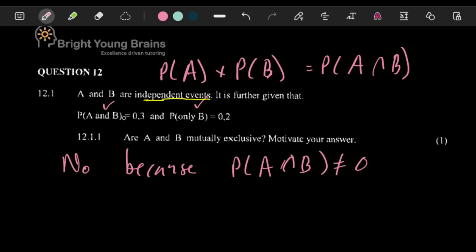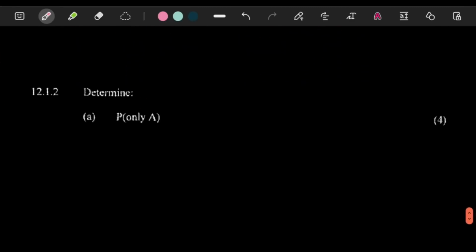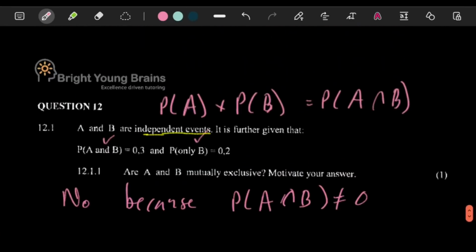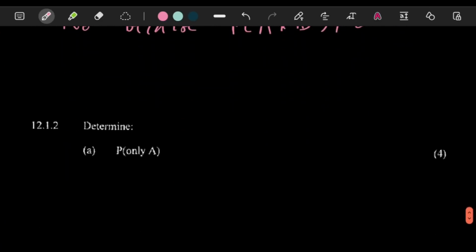So because this is not equal to 0, it means that you don't have mutually exclusive events. The thing is, with mutually exclusive events, the probability of A and B has to be 0 to say that they don't interact anyway. That's for mutually exclusive events. But here there is an interaction, so they are not mutually exclusive.